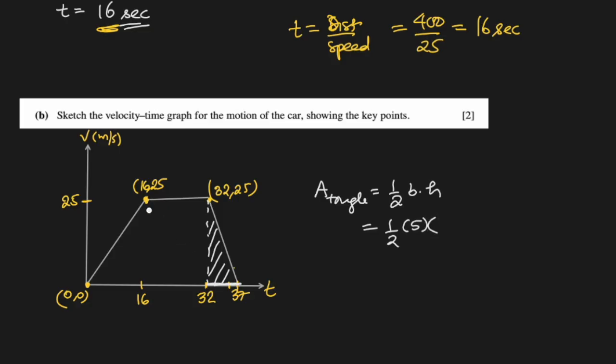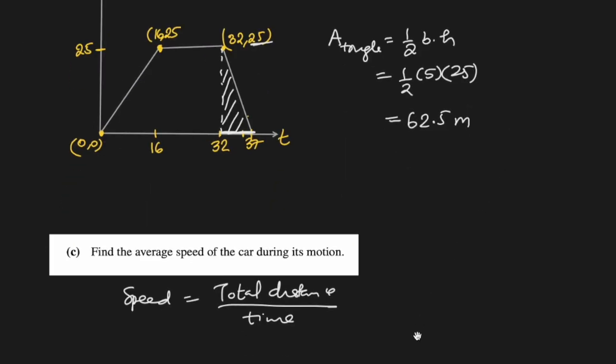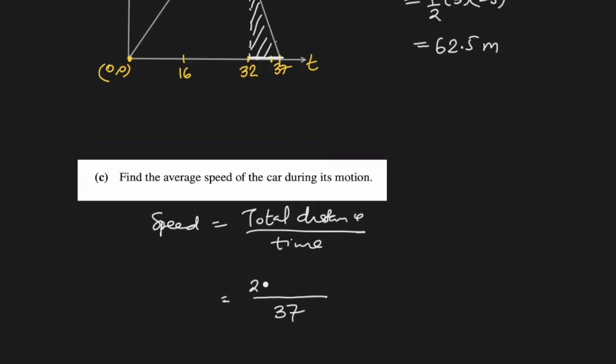How much is the height? 25. That is the y coordinate here. 25 times 5, 125 divided by 2 is 62.5 meters. So we know the third one also. So 200 plus 400 plus 62.5 now. Total distance is that one.